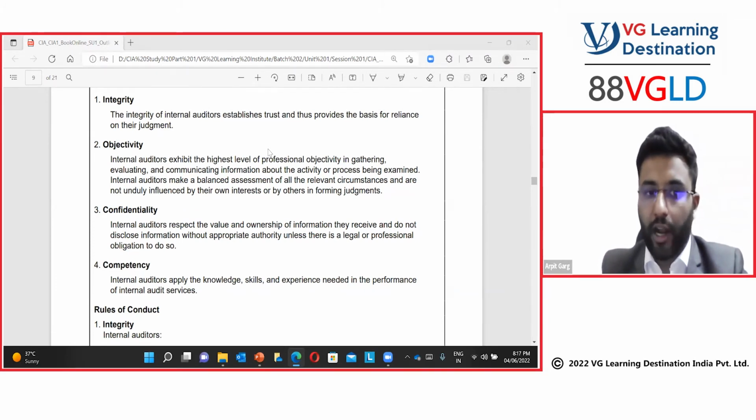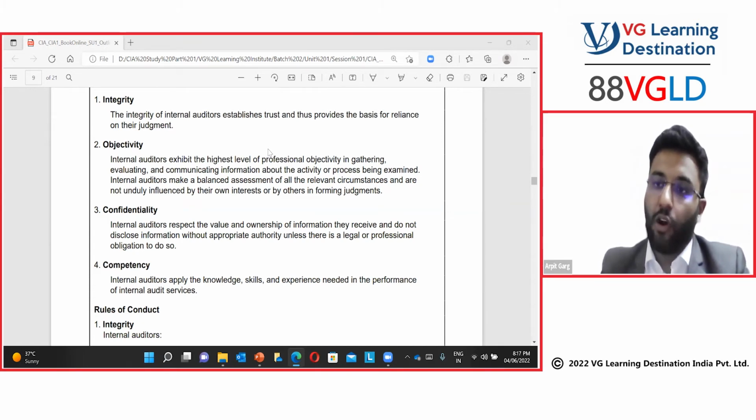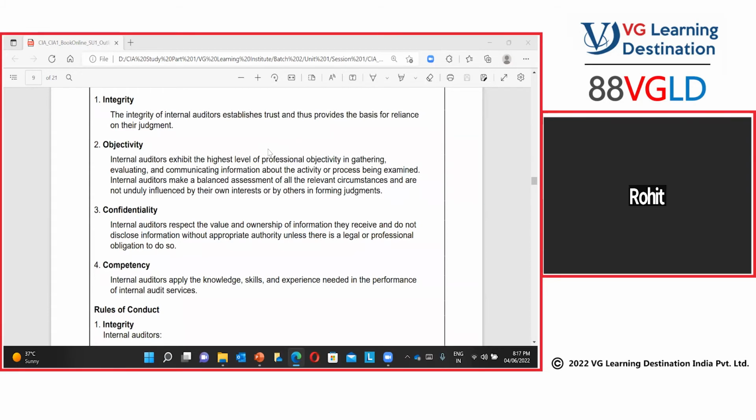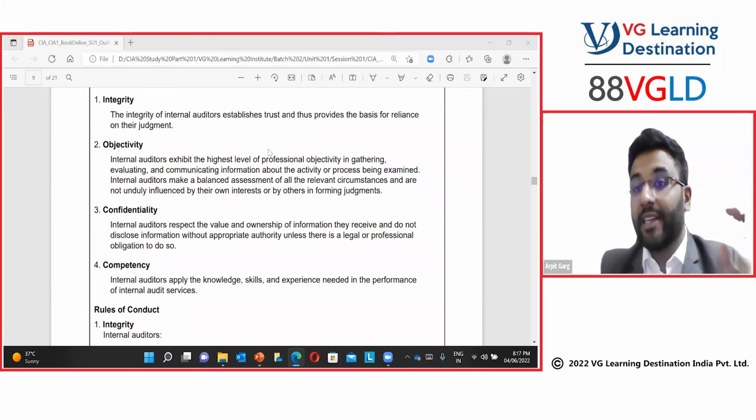Thank you, Mithun, for adding that. So objectivity, are we clear on the two examples? We talked about self-review. We have talked about doing an audit in an area where a close friend or a relative is the auditee, right? So that is the second aspect. So far, in the first two examples, are we talking about an organization level thing or an individual level thing? Individual. Right? So individual level examples are right there.